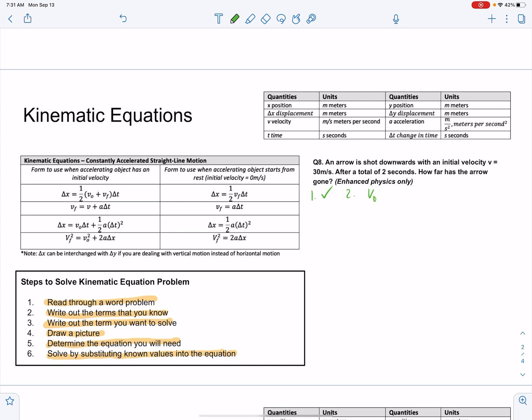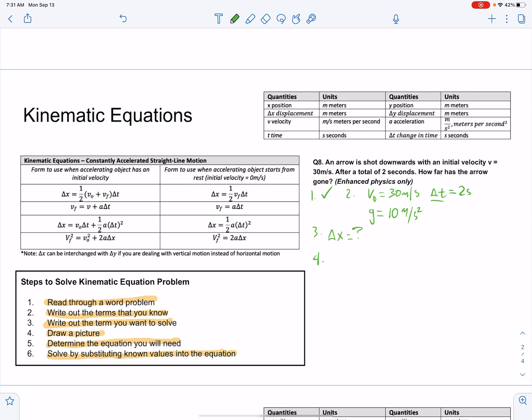So we know initial velocity, v naught, is 30 meters per second. We also know that a time of 2 seconds has passed, so change in time is 2 seconds. We also know something else. Our object is falling, therefore the acceleration due to gravity is 10 meters per second squared. All right, step 3 is to write out what we want to know. Delta x is equal to what?